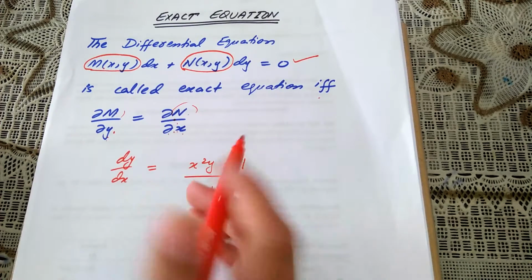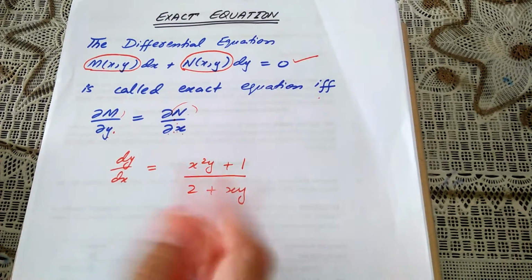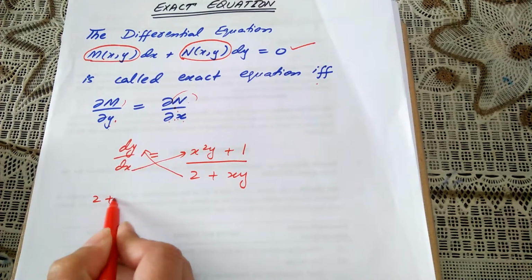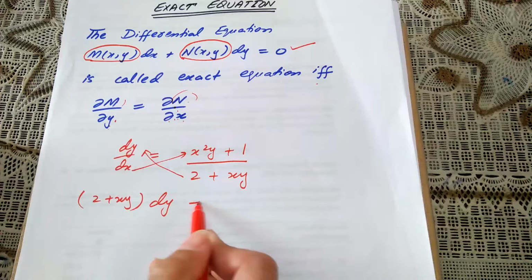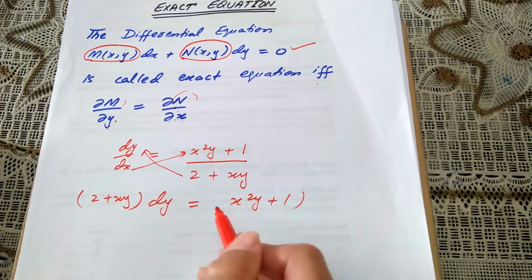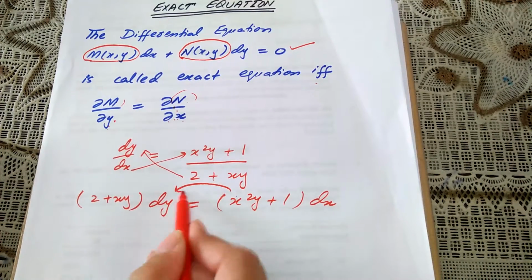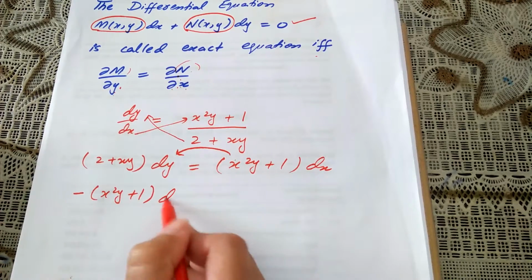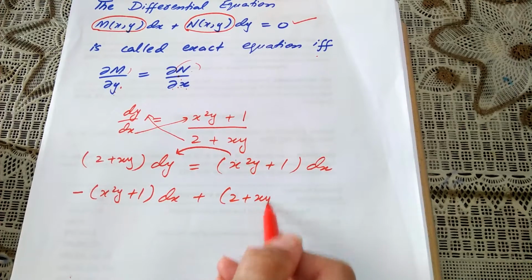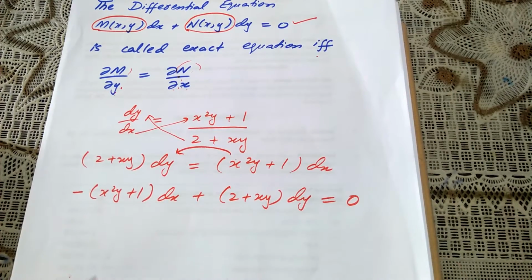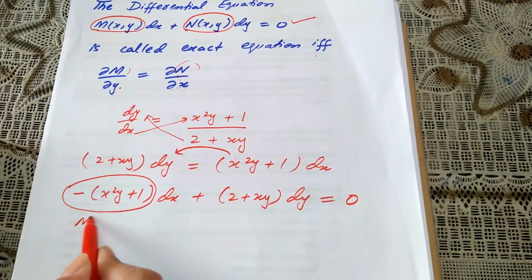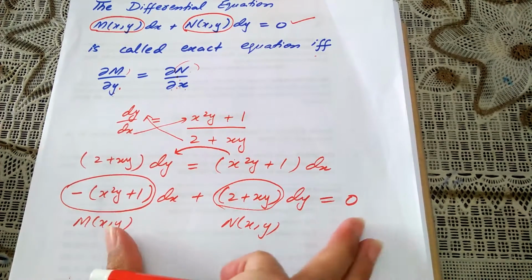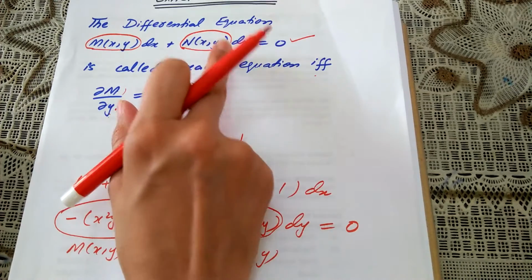Now how can you rearrange it into this format? Just make it a straight line equation. Just cross multiply the terms. You will get (2 plus xy) dy equals (x square y plus 1) dx. Now move it to your left side. You will get negative (x square y plus 1) dx plus (2 plus xy) dy equals 0. Now this term is your M(x,y) and this term is your N(x,y). So now you see that your equation is in the format of this differential equation.